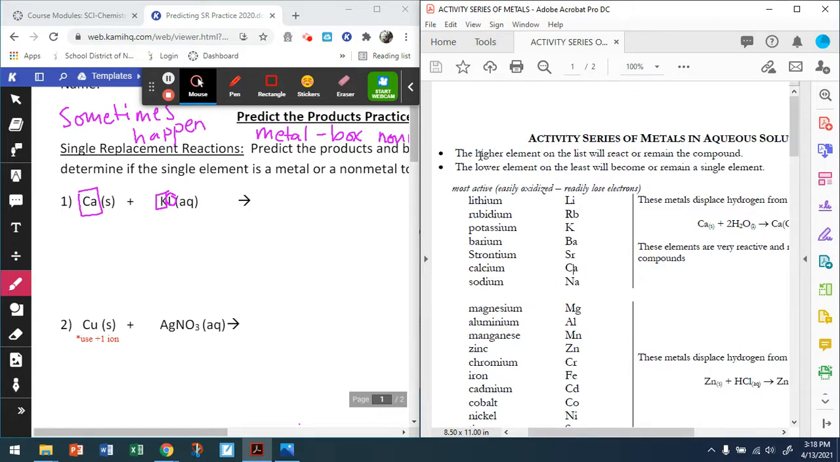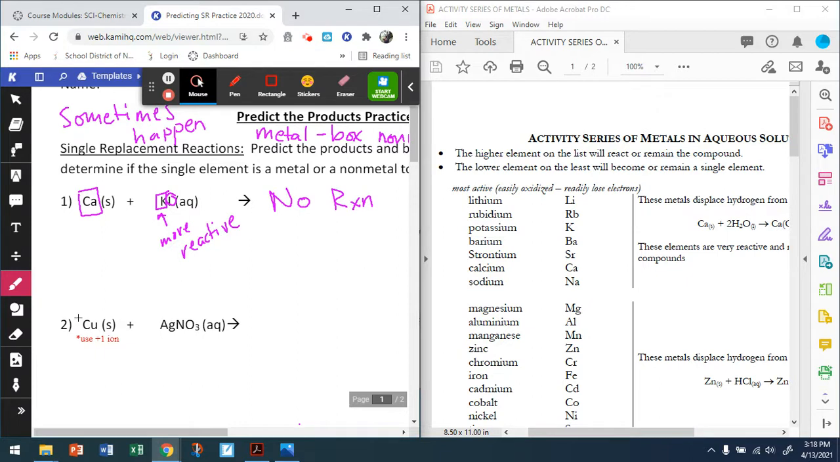Our bullet points at the top of the list say the higher element on the list will react or remain in the compound. The more reactive it is, the more it wants to be bonded. So since potassium is higher on the list, it's already where it wants to be. It's in the bond. That means no reaction would occur between these two substances because the more reactive metal is already bonded to the nonmetal. So we would simply write no reaction.